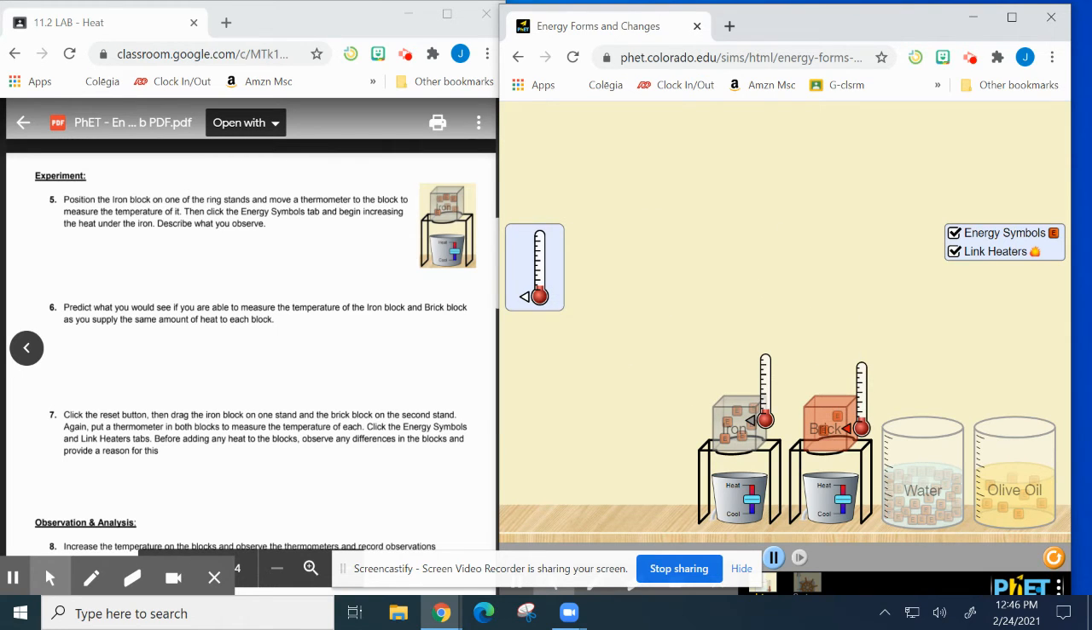Okay, the heaters are linked now. So the iron has more energy in it at the same temperature. Now the question is, what's going to happen to the temperature? We're adding energy. And it looks like the brick is heating up faster.